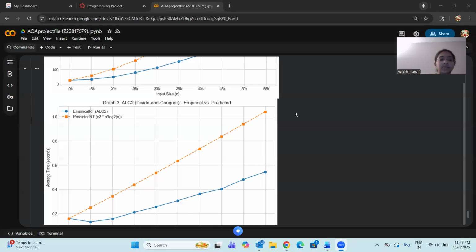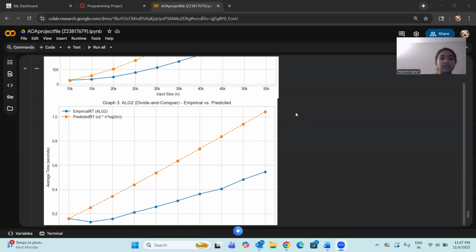The results clearly demonstrate the difference between the two approaches. For brute force, runtime grows quickly. For example, with 55,000 points, it took over 6 minutes to complete. In contrast, divide and conquer remained extremely efficient, taking less than 1 second for the same input. This graph confirms that the measured runtimes closely follow the expected theoretical growth patterns.